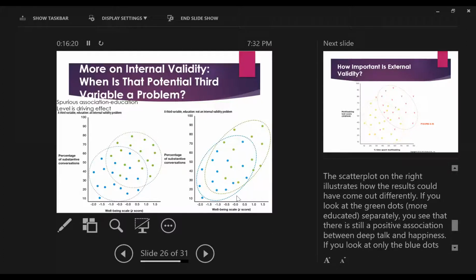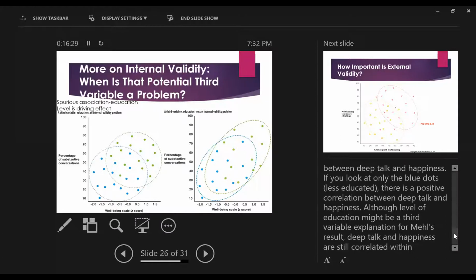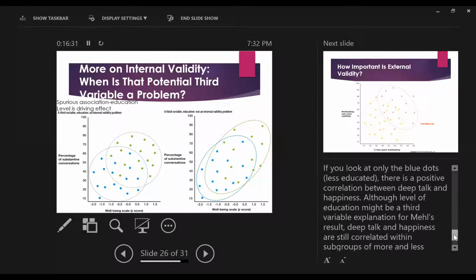So if you look at the green dots, the more educated group, separately, you see that there is still a positive association between deep talk and happiness. But if you look only at the blue dots, it's a little bit trickier to see, right? There's a positive correlation, but the level of education might, again, be accounted for in this situation. So it's stretched out to only include those. You see how education is playing such a big role again. So this is just a way to represent it.